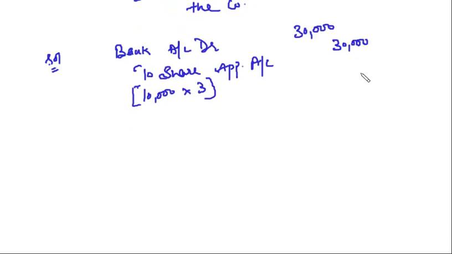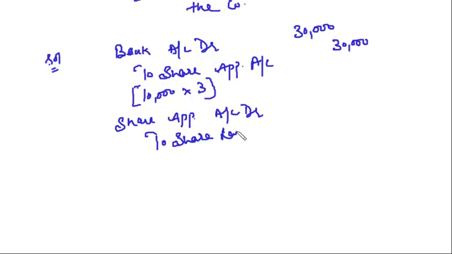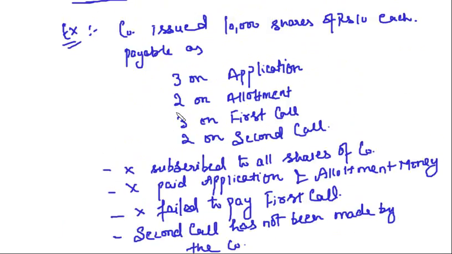Now at the time of allotment, what do you do? You transfer this application money, application account debit, to share capital account, right? 30,000 and 30,000. You transfer this application money, you allot the shares, then you transfer this application money to share capital account. You say this becomes our capital now, and this money we are going to use for the business now, right?